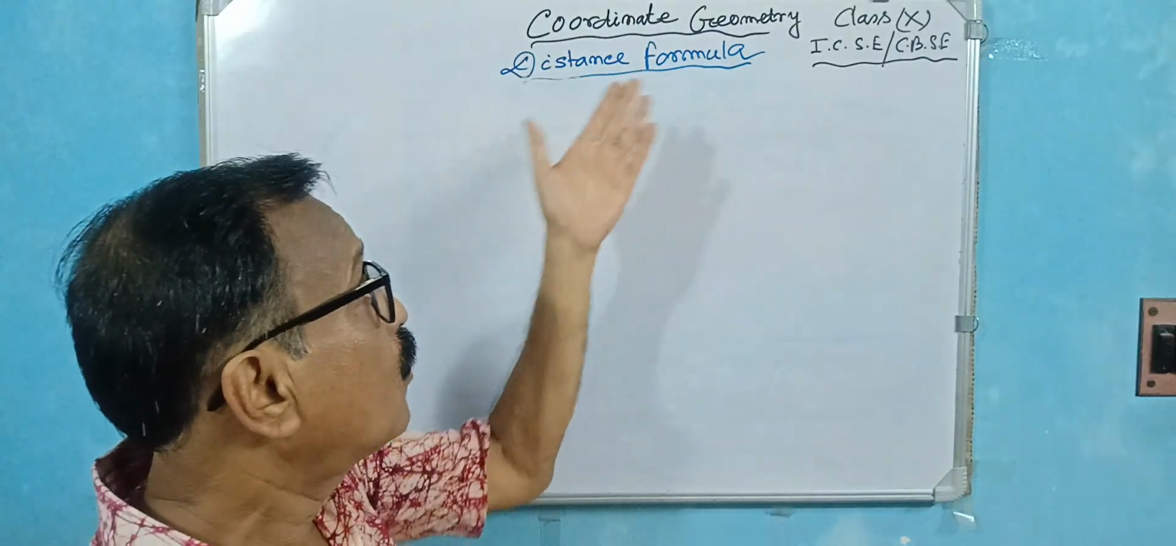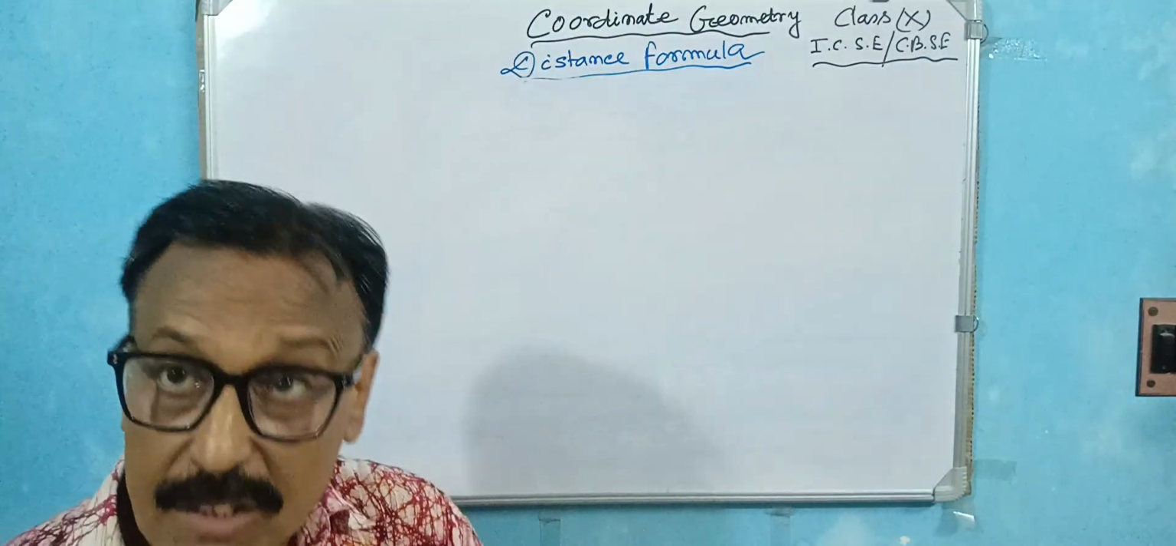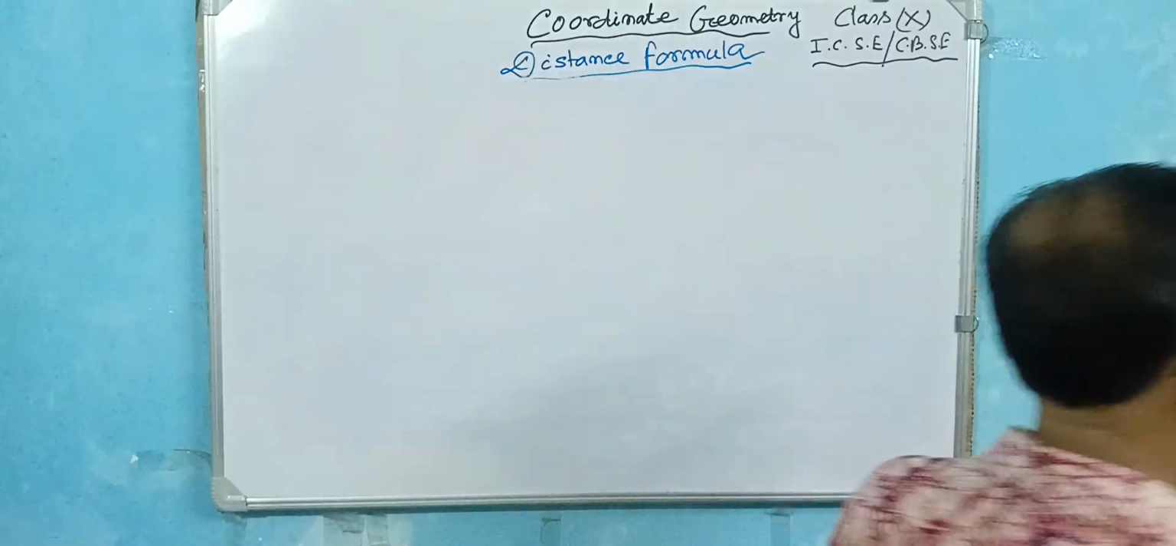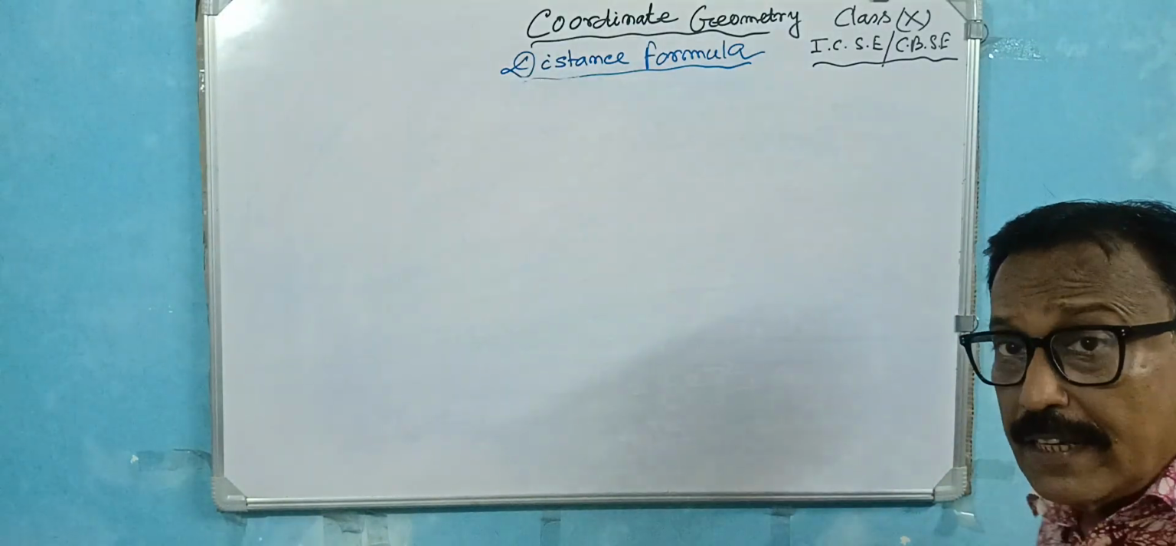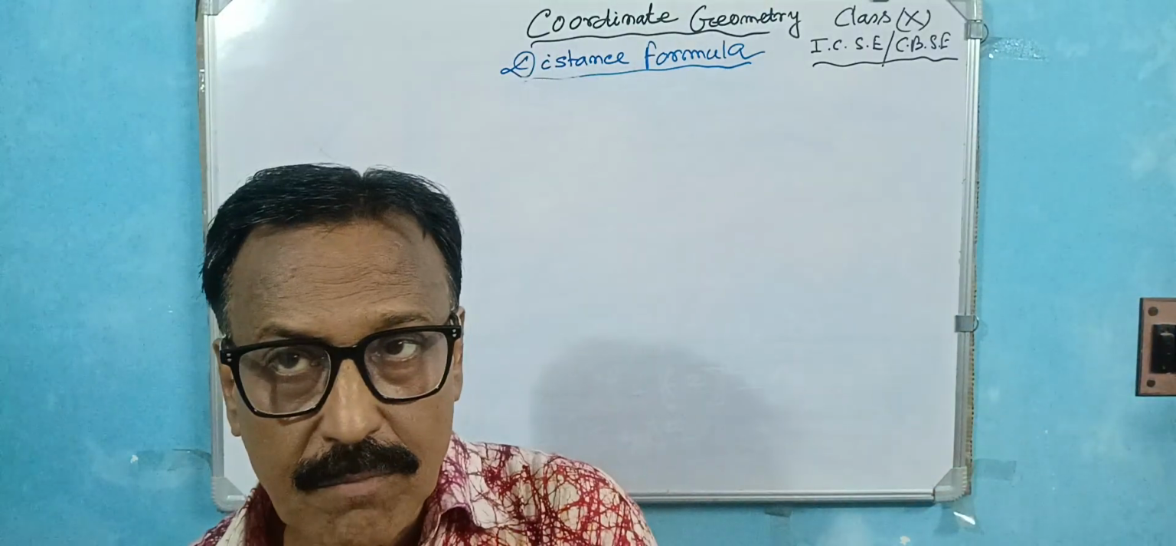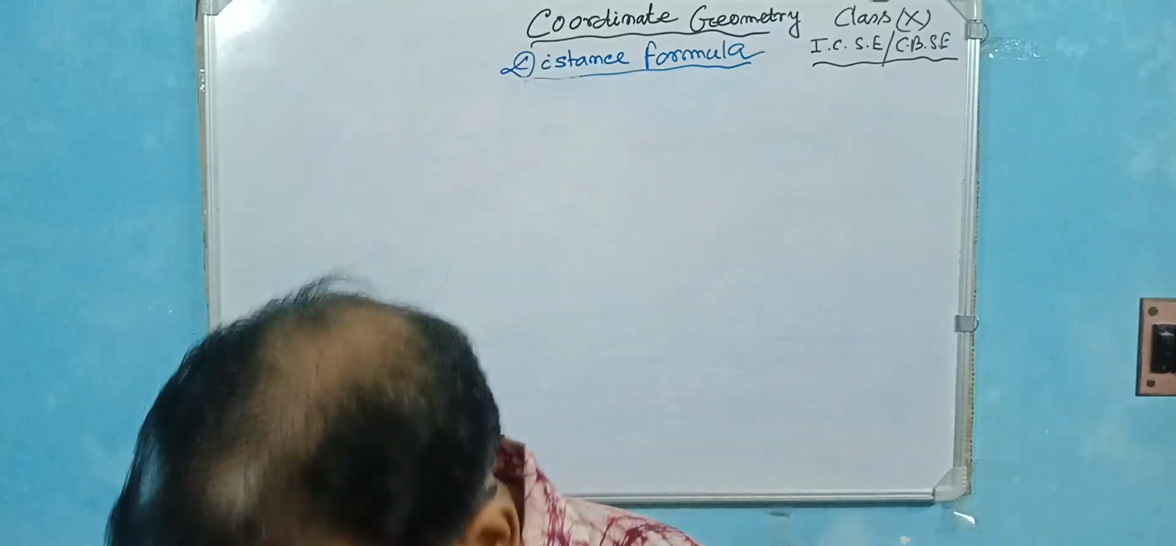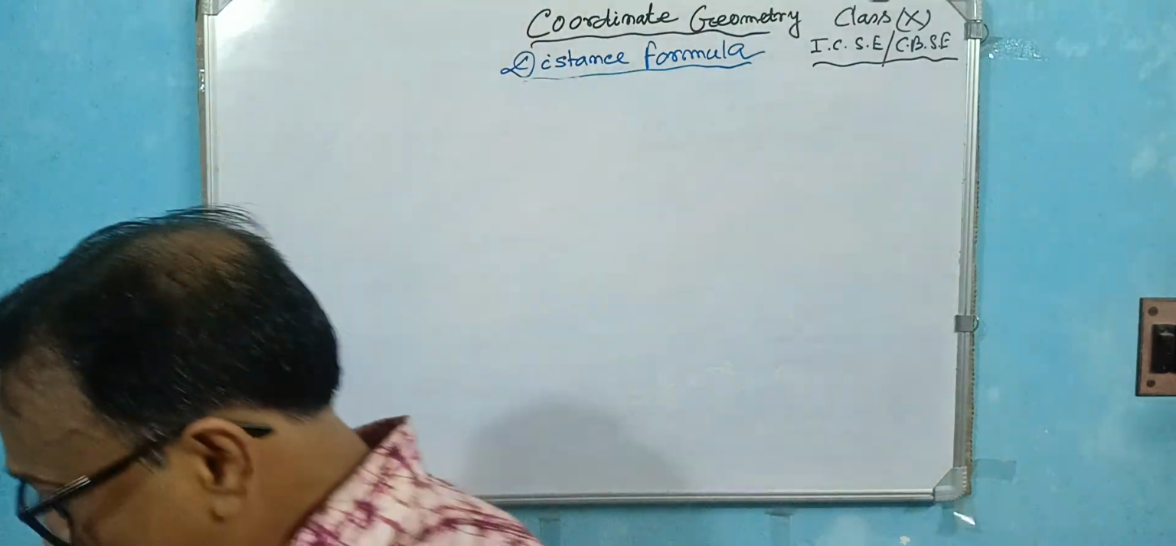Today I discuss the continuation of coordinate geometry, the distance formula. Distance formula means in a coordinate system, two points are there, and you just find the distance between them. You know the coordinates. Let's start. Okay, the two points are there.